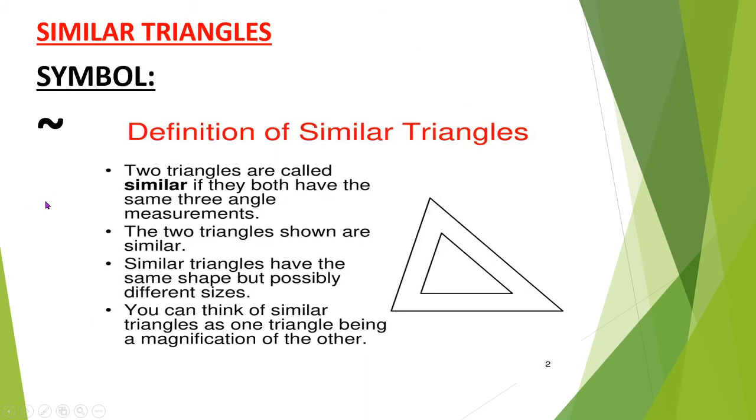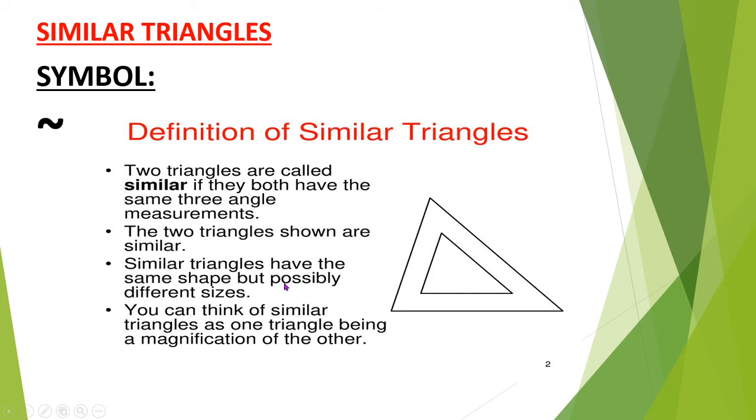Then we have to move towards our next definition, that is similar triangles. The symbol for similarity is used, as you can see, this is the symbol of similarity. Definition of similar triangles: two triangles are called similar if they both have the same three angle measurements. The two triangles shown are similar.